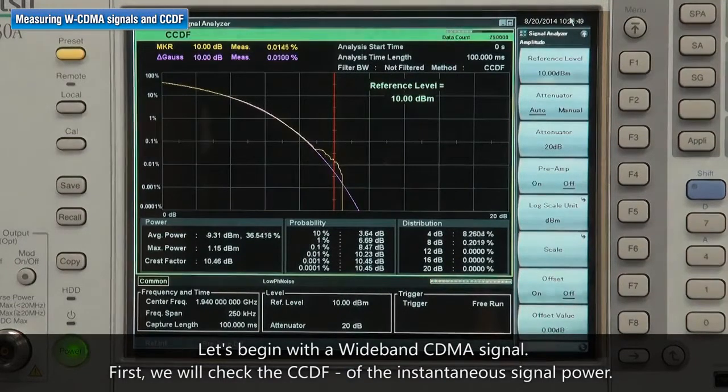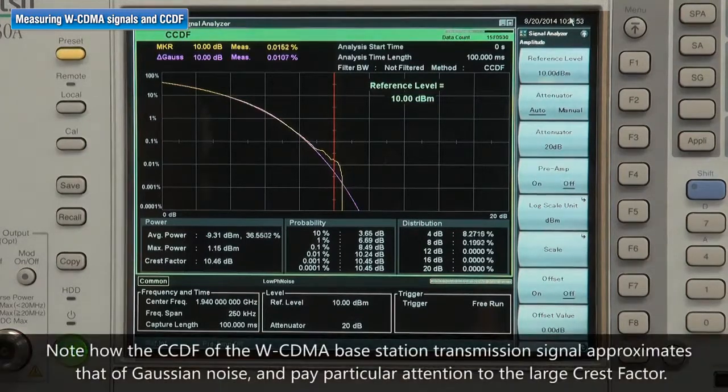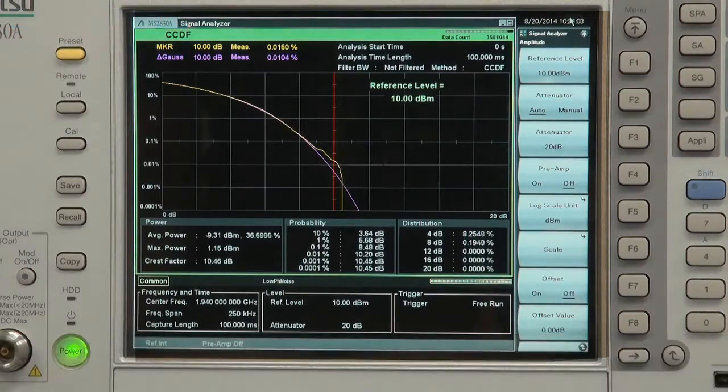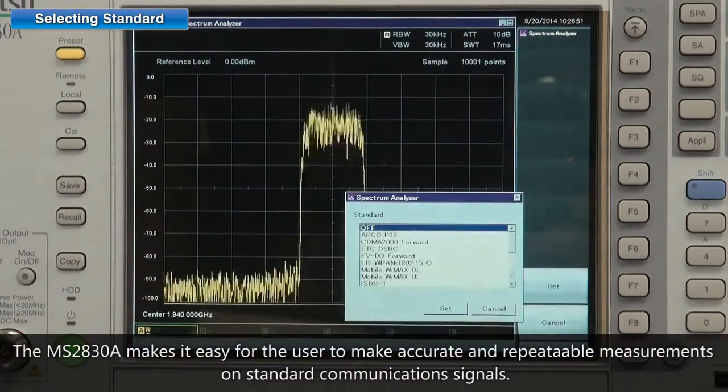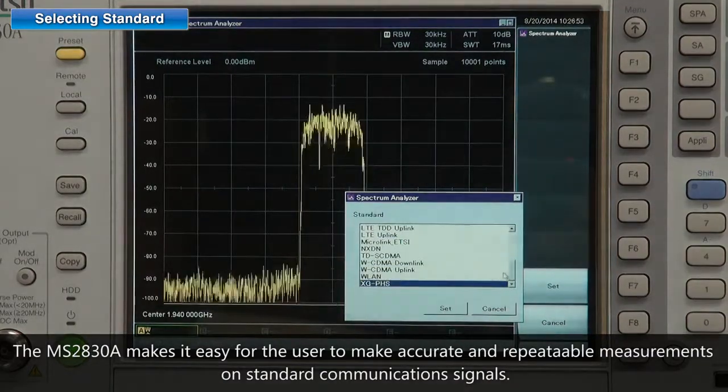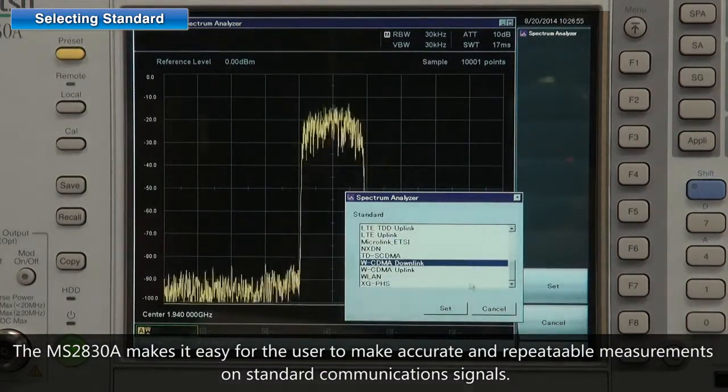First, we check the CCDF of the instantaneous signal power. Note how the CCDF of the WCDMA base station transmission signal approximates that of Gaussian noise, and pay particular attention to the large crest factor. The MS2830A makes it easy for the user to make accurate and repeatable measurements on standard communications signals.